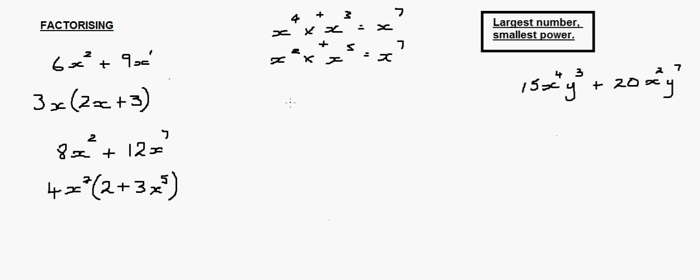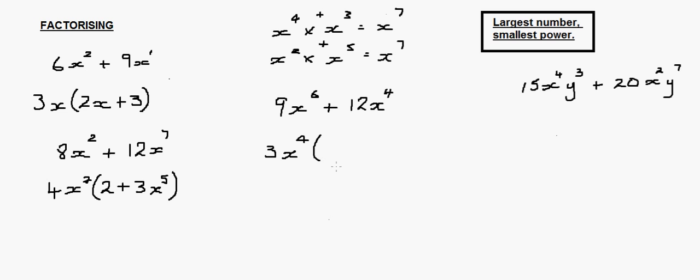So let's do another one. Let's say we've got 9x to the power of 6 plus 12x to the power of 4, and they say factorise. The largest number that will go into 9 and 12 is 3. My powers are x to the 6 and x to the 4, so x to the 4 will be my lowest power.